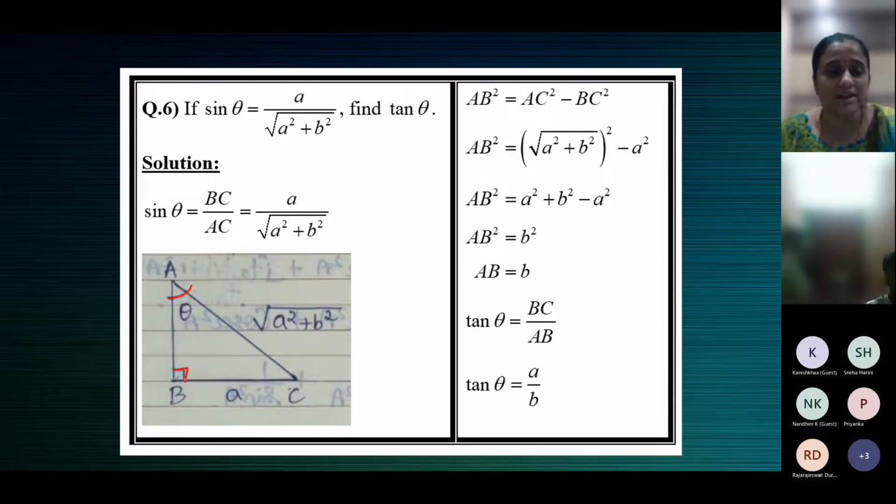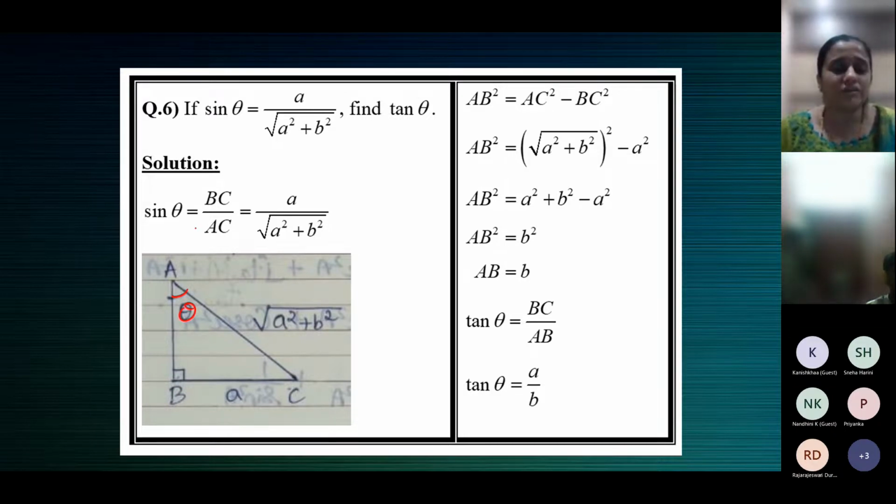You cannot mark this right angle as theta. That's wrong. In a right triangle, there are only two acute angles. Either this can be theta or this can be theta. This cannot be theta, the right angle. I have marked this as theta.